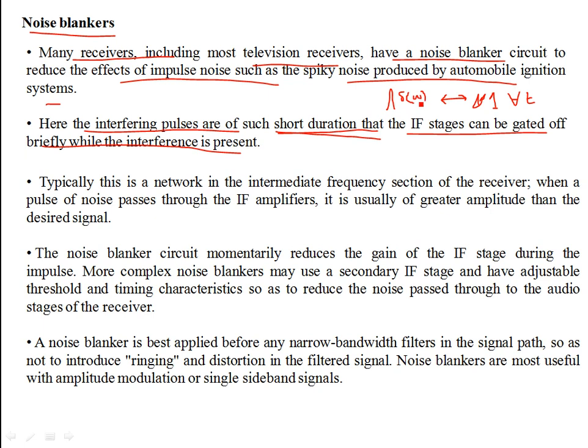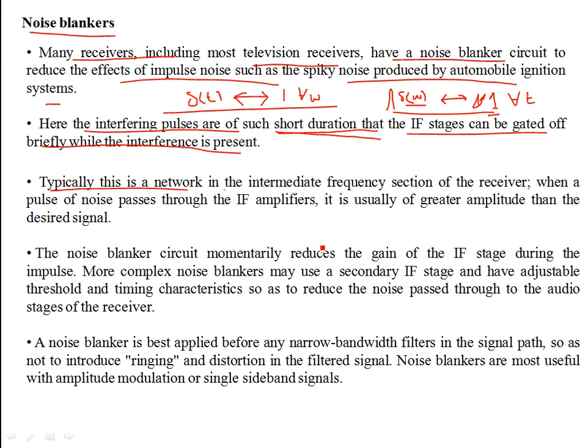If you recall this impulse, in the frequency domain it's 1. If it is delta t, it's a spike, and then again it's 1 for all omega. So it's going to corrupt the entire spectrum. They are Fourier duals, because the peak is a very short duration pulse. Typically, this is a network.